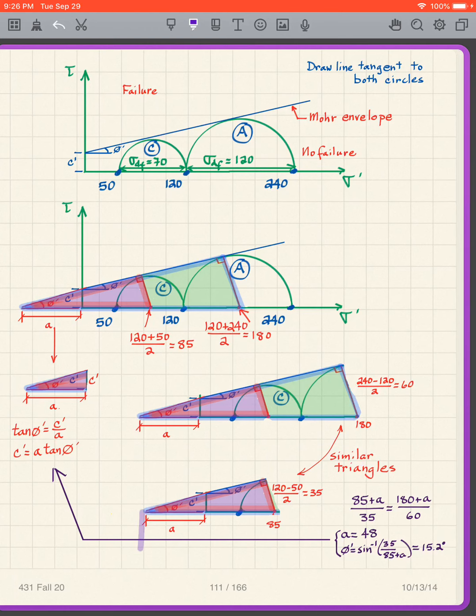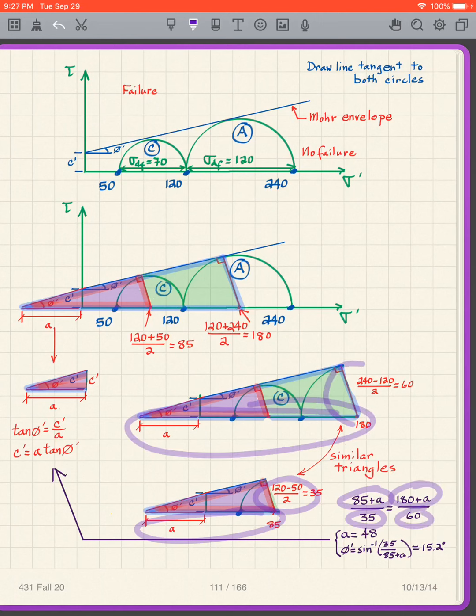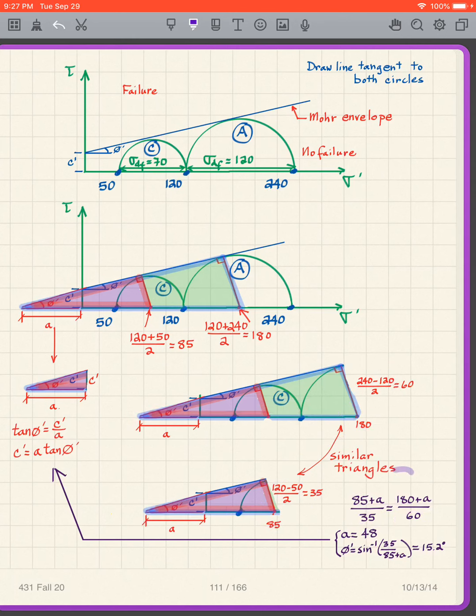Similarly, this distance here for the smaller triangle is 85 plus A, and I know the radius of that circle here is 35. I'm not going to go through that again. You can figure that out. So using similar triangles, 85 plus A over 35 is going to be 180 plus A over 60. I have similar triangles, and in this expression I only have one unknown, A. I can solve for A. I get A is equal to 48.